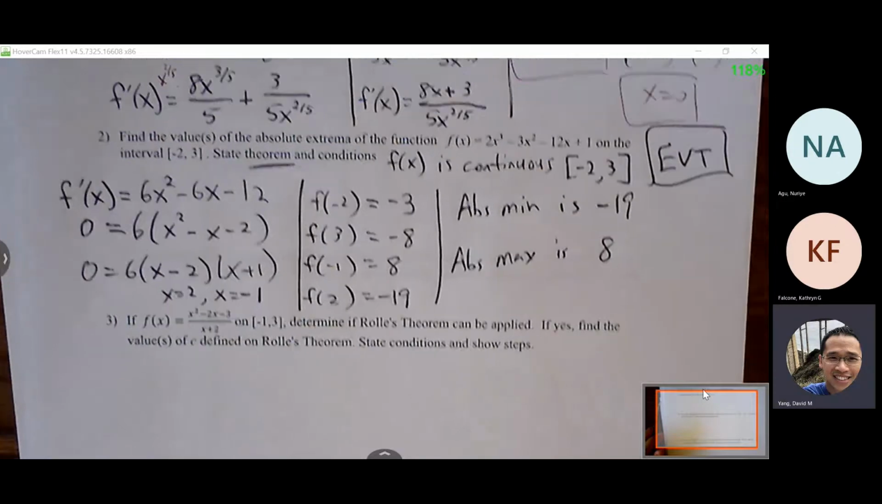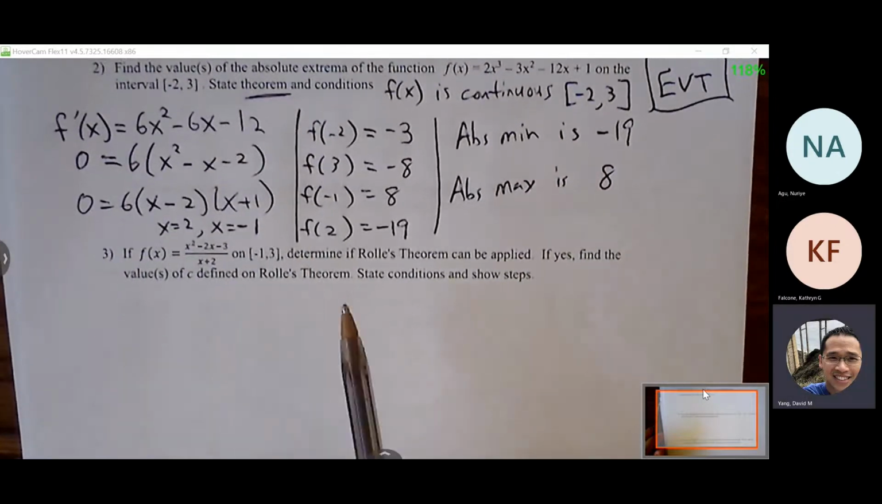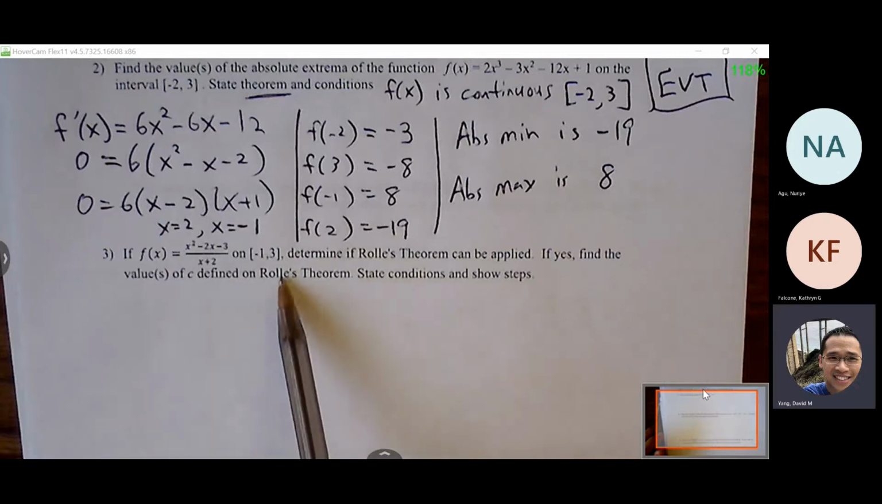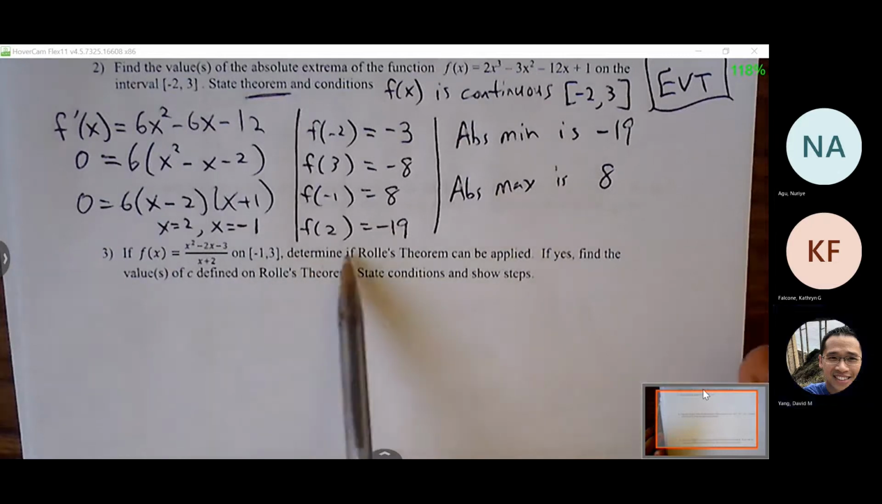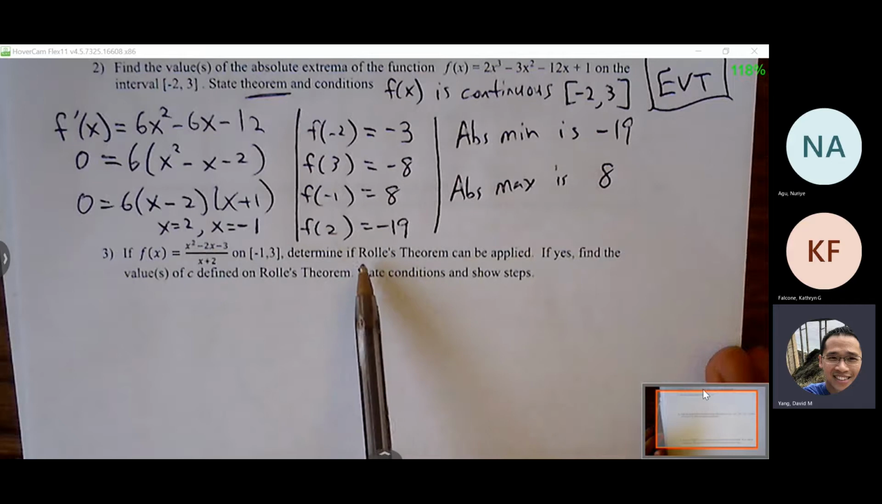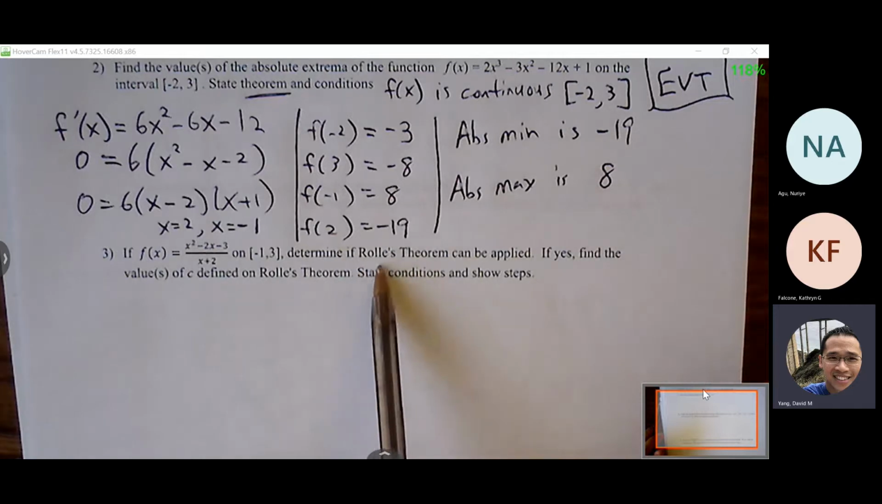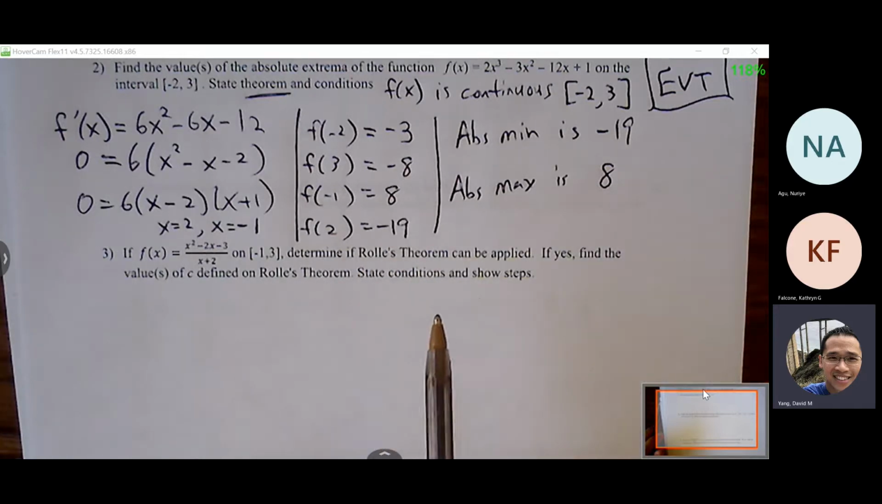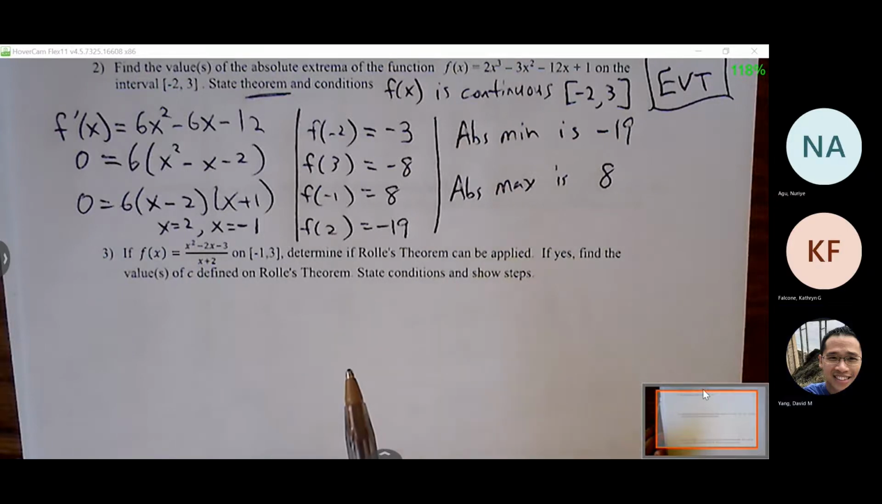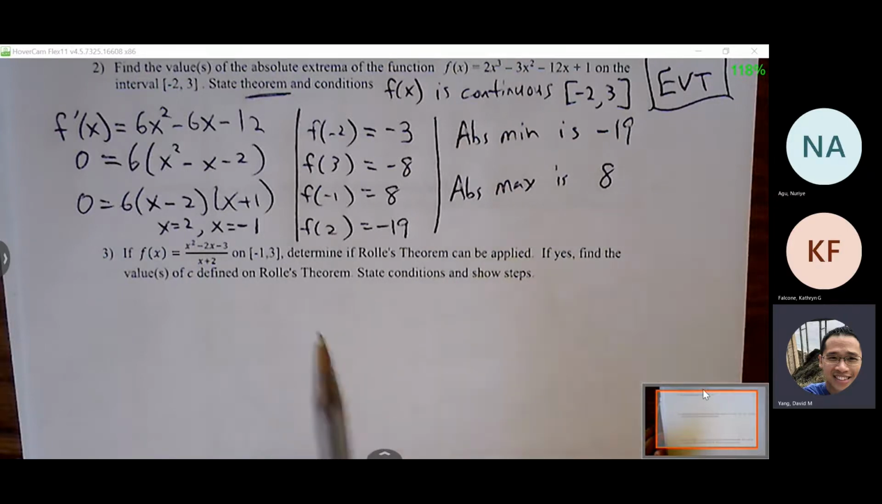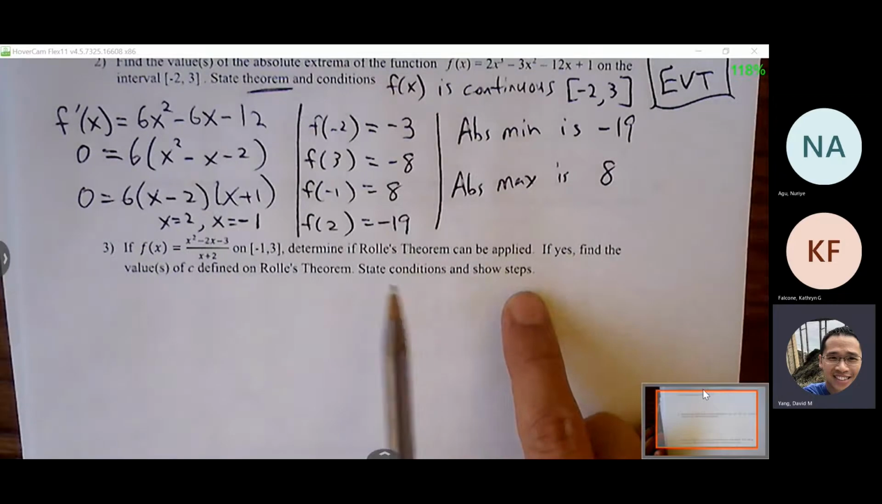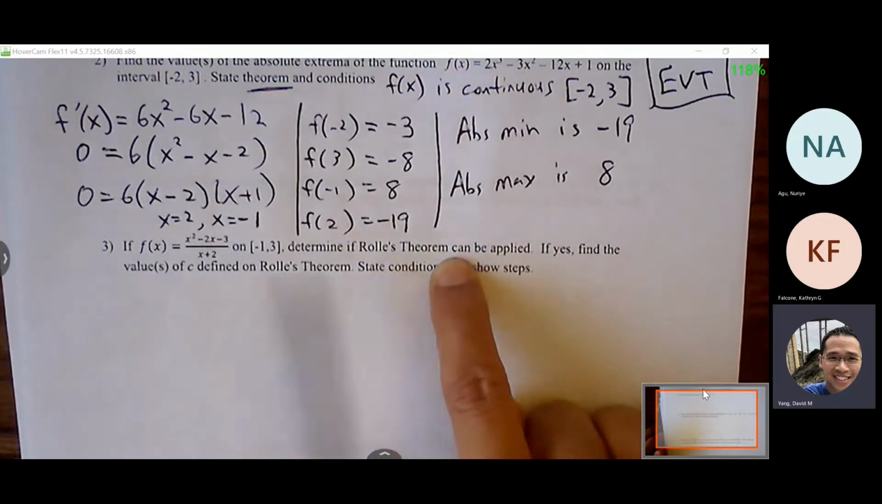Okay, number 3. Determine if Rolle's theorem can be applied. Rolle's theorem is guaranteeing a slope 0 somewhere along the curve, right? That's the purpose of Rolle's theorem. But to get to that point, there's a couple of things that we have to establish. We have to establish continuity, differentiability, and we need to find the y values at the endpoints so that we can determine the slope.